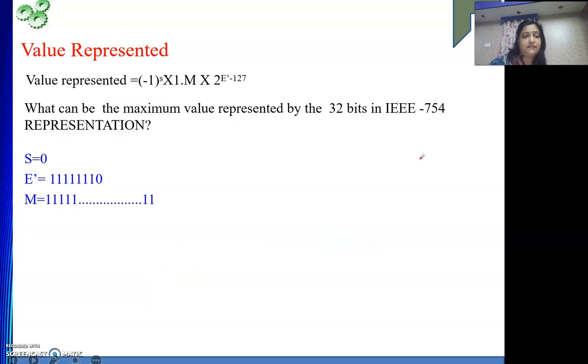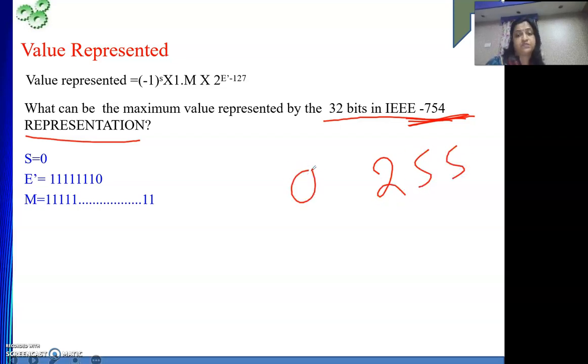Then we'll see one more, this one, right? They're asking us what can be the maximum value represented by the 32-bit IEEE 754 standard representation, right? So IEEE 754 is for single precision. What is the maximum value? If it is the maximum value, obviously it is a positive number, right? And I already mentioned that the boundary values, that is 255 and 0, we can't use. So for the maximum value, E should be what? All 1s, but that I can't use for a normal number.